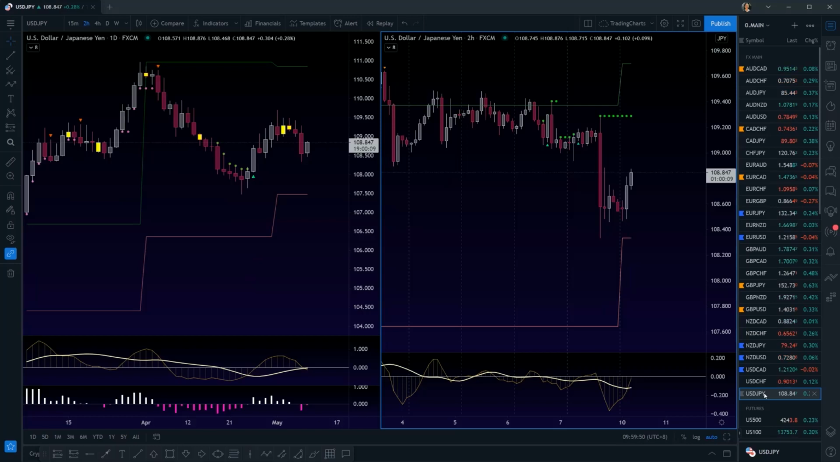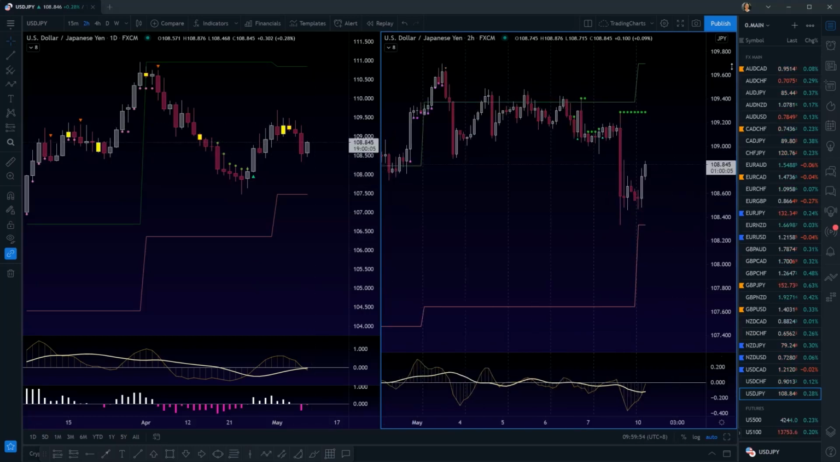We've got enough setups. I think what's important is you've got to understand you've got enough setups for the day. I've got 1, 2, maybe 3 decent setups.